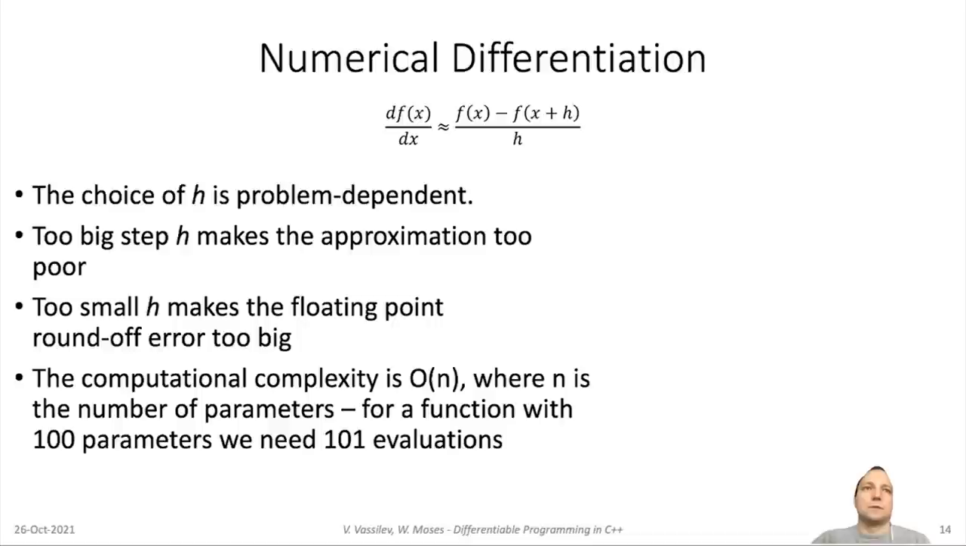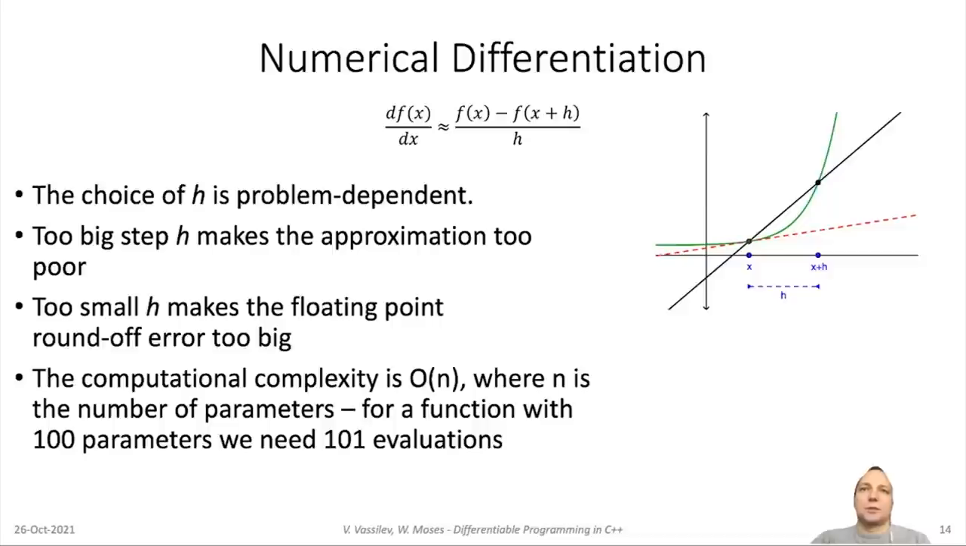As we can see from the plot above, in red is a tangent line and in black is our approximation. If the step is too small, the floating point rounding off error becomes too large due to the machine representation, and it is shown in the figure here.